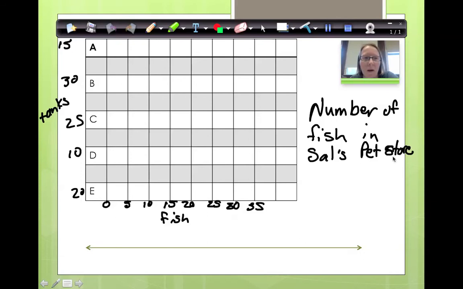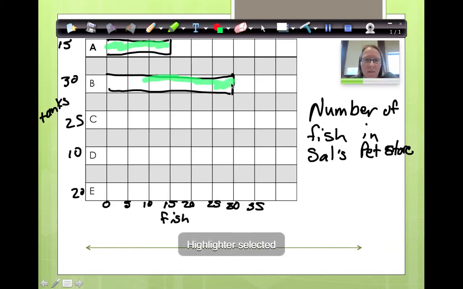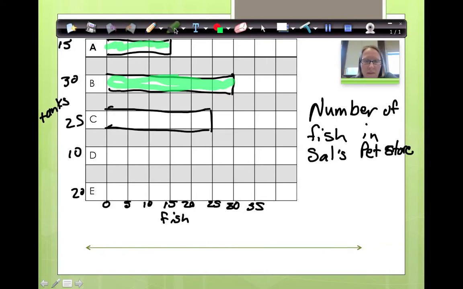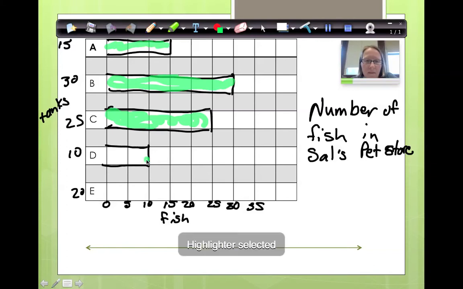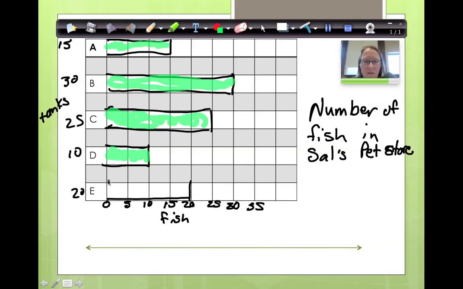Okay, now let's mark it. So this is 15, so find the 15 line, draw your lines, shade it in. Okay, this one, find the 30 line, right here, draw your lines, shade it in. Okay, next, 25, draw your lines, shade them in. This one is 10, draw your lines on 10, shade it in. Okay, now this one is 20, find the 20 line right here, draw your lines, and shade it in.